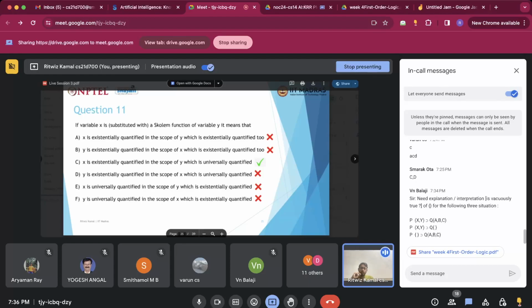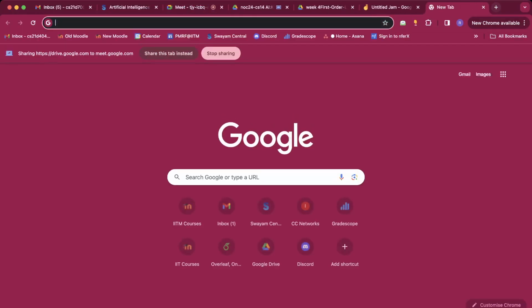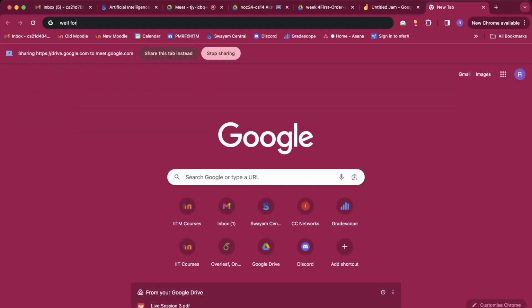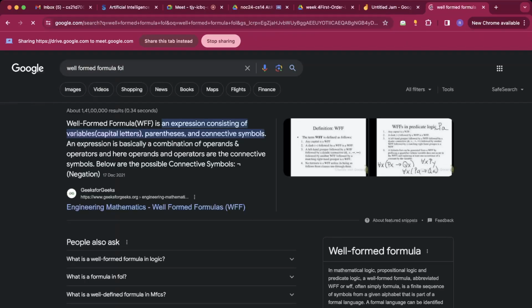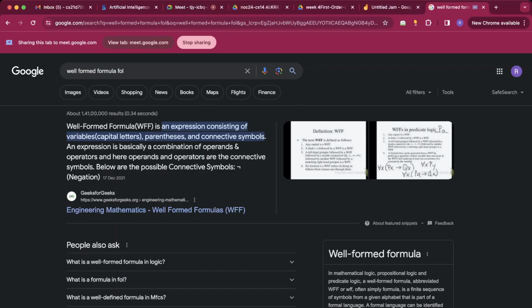Okay, if you had something like A and or B, this is not a well-formed formula. But A and not A is not invalid, because A and not A is equal to false. See, don't confuse yourself with whether something is true or false. When you're looking at a well-formed formula, see whether the structure is proper or not. What truth value it arrives at is a later concern for you. Let's look at what a well-formed formula is. A well-formed formula is an expression consisting of variables, parentheses, and connective symbols. As long as it makes sense, you don't have to worry about what the truth value of it is.